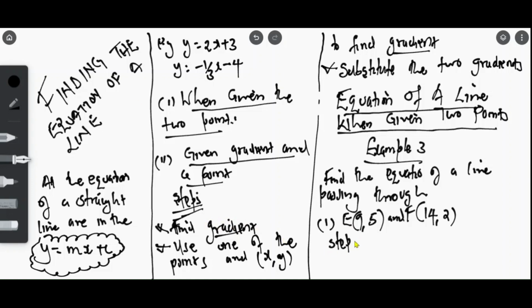Step 1 is first of all find the gradient, and I know that gradient is equals to change in y all over change in x. So this one is x1, y1, this one is x2, y2. So I'll take y2 minus y1, 2 minus 5 all over 14 minus 9.